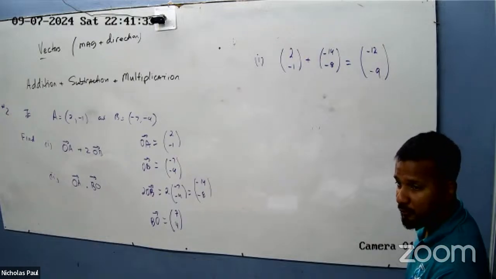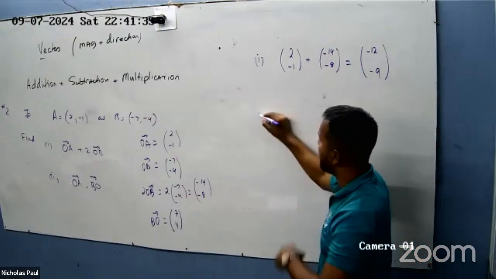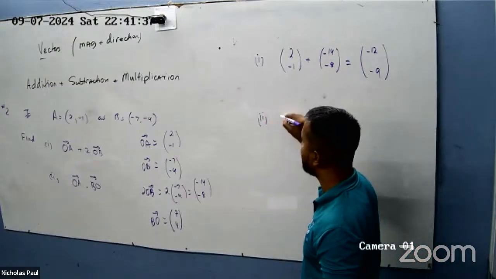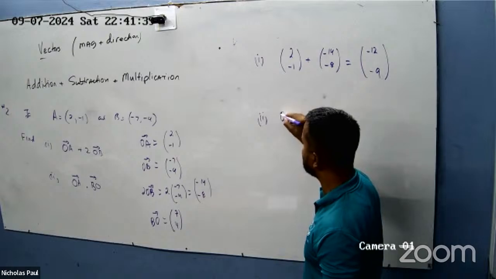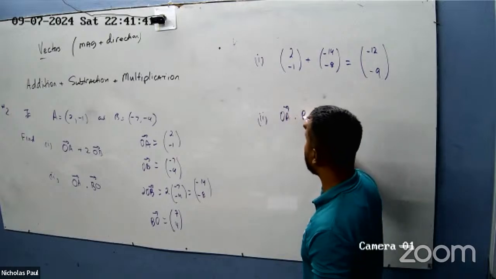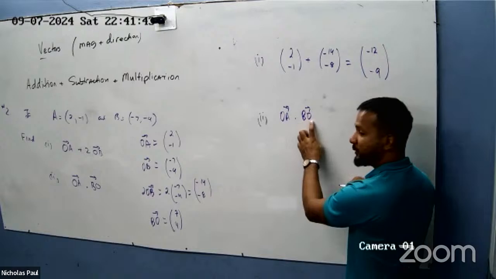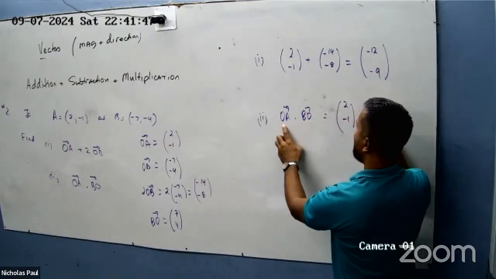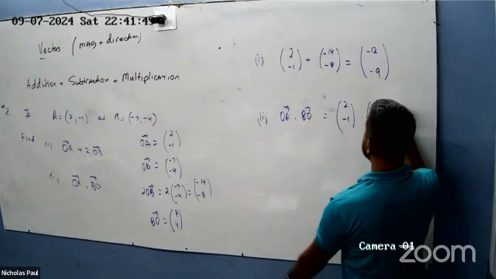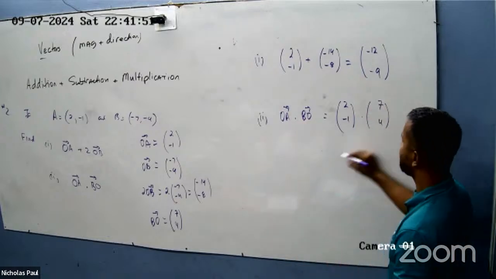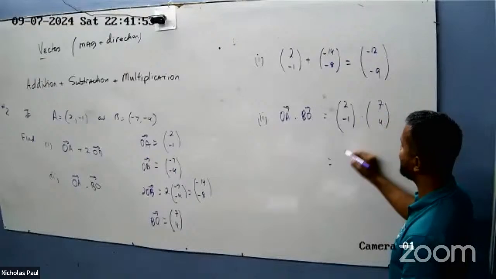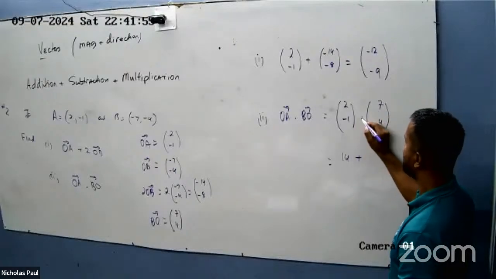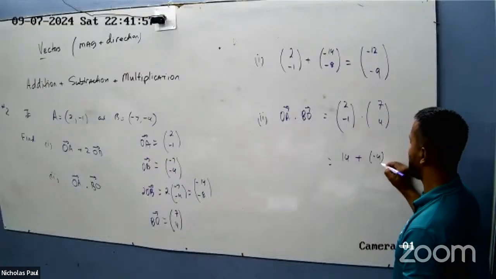Now they want us to multiply O to A and then B to O, not O to B. What is O to A? 2, minus 1. What is B to O? B to O is 7, 4. So 2 multiplied by 7, minus 1 multiplied by 4.